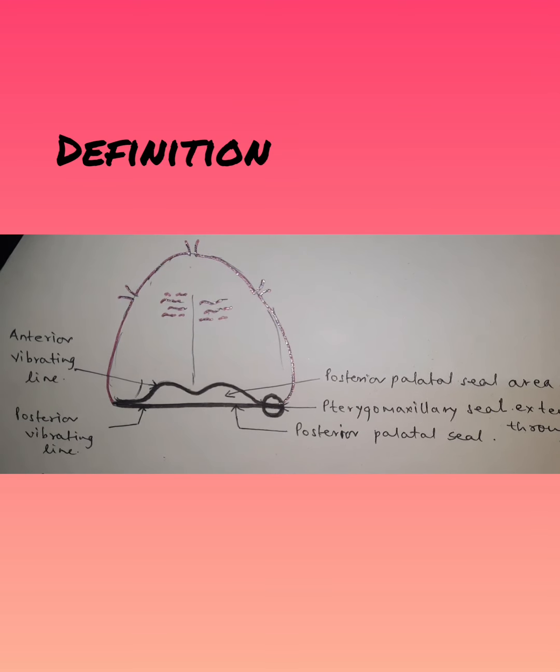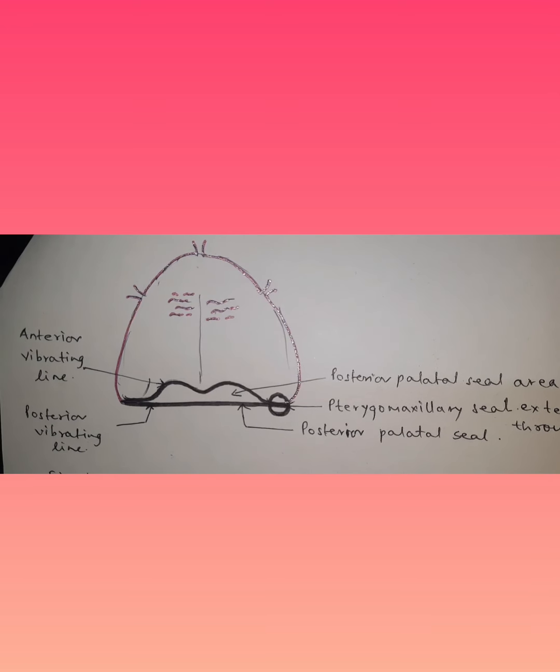Now, what is posterior palatal seal? Posterior palatal seal is defined as the soft tissue along the junction of hard and soft palate on which pressure within the biological limits of the tissues can be applied by a denture to aid in the retention of the denture. That is the definition of posterior palatal seal.